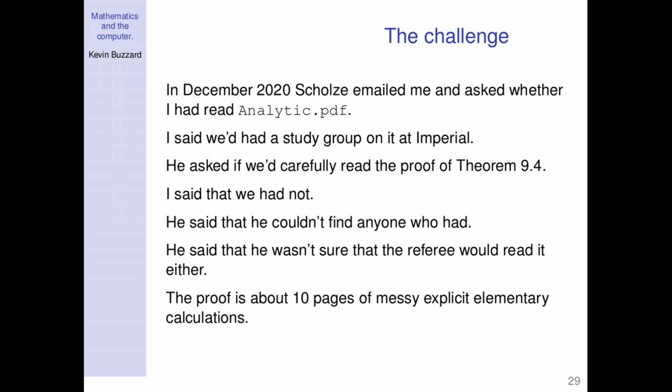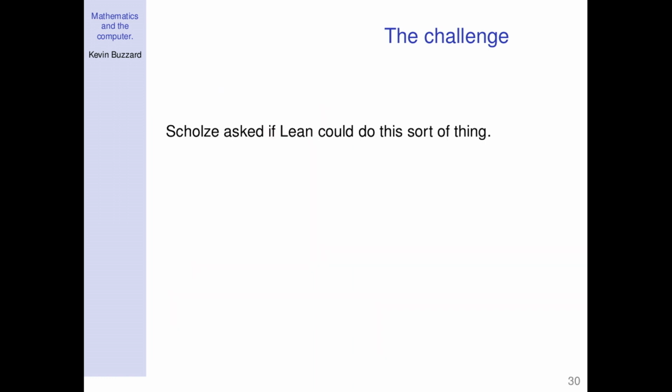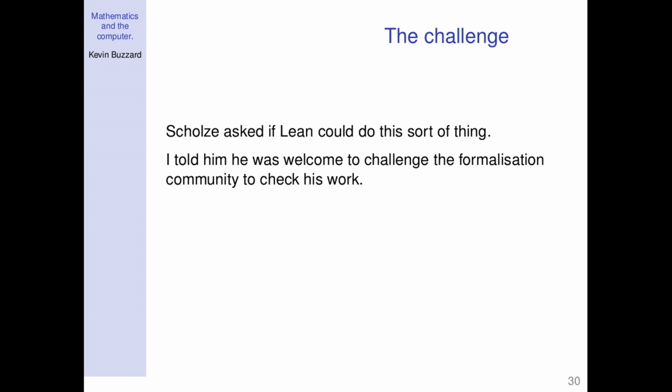The proof is 10 pages of messy, explicit, elementary calculations; 9.4 is the low-level statement. And he said, well, what about these theorem provers? Can they do that kind of thing? And I'm thinking, well, yeah, probably. And I'm also thinking, actually, this is kind of a complex theorem about complex objects. So I said, why don't you just challenge, not necessarily the Lean community, but the entire formalization community? Why don't you just challenge them to prove theorem 9.4? Because that would just be an interesting thing to do.